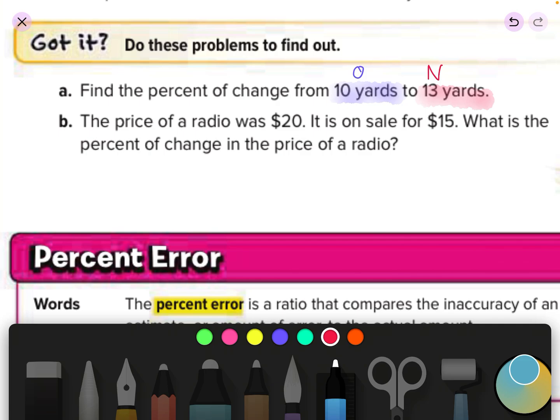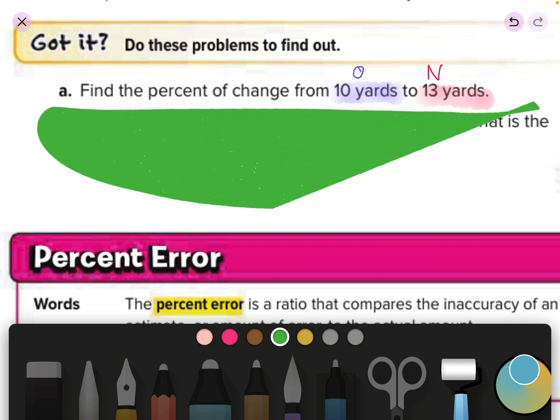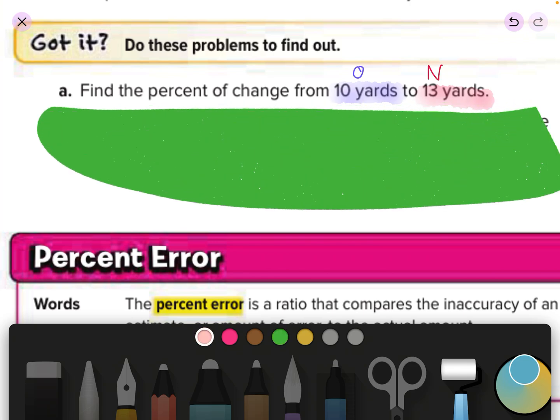The now, which is 13, minus the original, which is 10, divided by the original, which is, again, 10. So the same number, guys, will always be here and here. So the amount of change that has happened is 3.